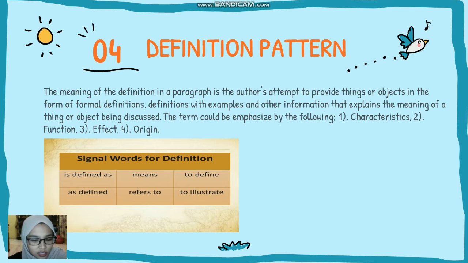The definition also has varieties like scientific definition and subjective definition. The term could be emphasized by the following: first characteristic, second function, third effect, fourth origin. And then these are the signal words of definition: is defined as, means, to define, as defined, refers to, or to illustrate.